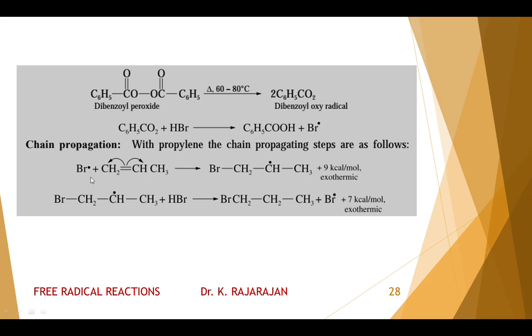So bromine free radical and propene react together to give a free radical like this. And this formed free radical, when it reacts with hydrogen bromide, gives the product like this, that is 1-bromopropane.